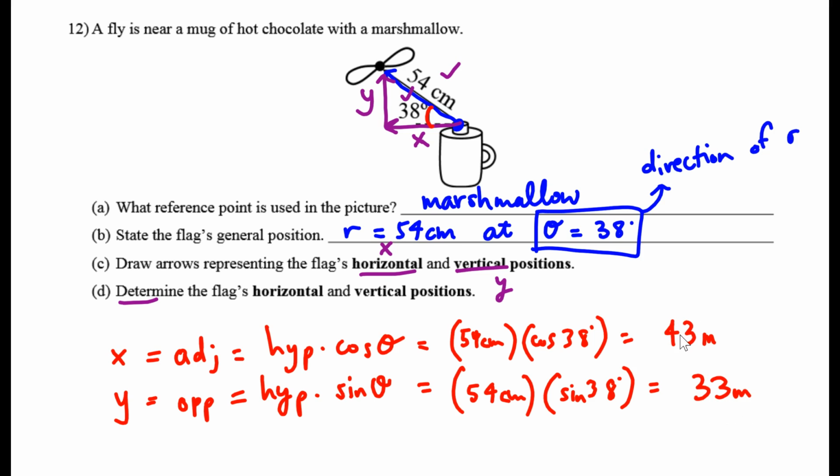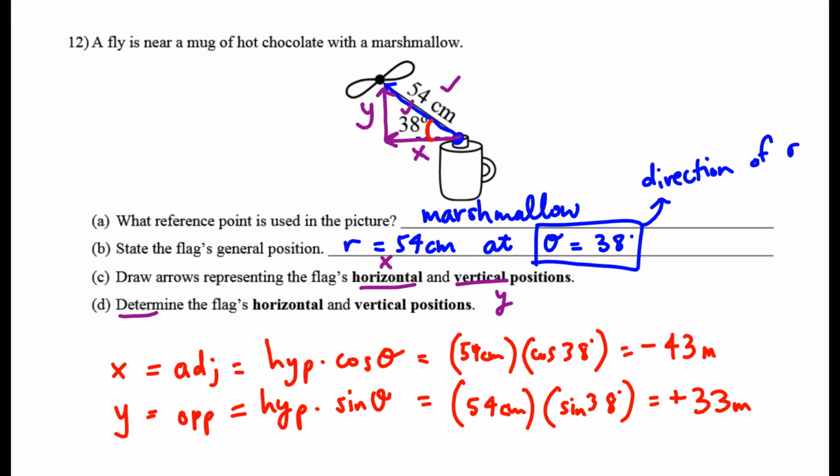But remember, every position includes direction. Is this 43 meters for x positive or negative? Is it left or right? It's to the left, so we would have to simply add the negative ourselves, manually put that in. Or if you prefer, you could say 43 meters left. But for now, I will put the negative. How about the y? That 33 meters is directed upward, and I can see that from my arrow. So I should put a positive right here for the y arrow. All right, let's move on.